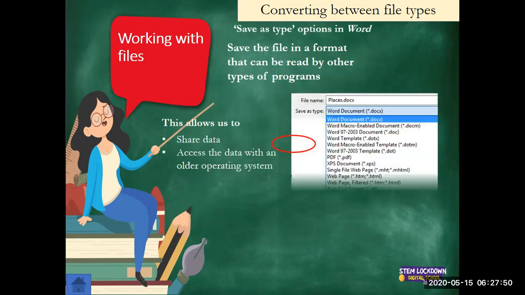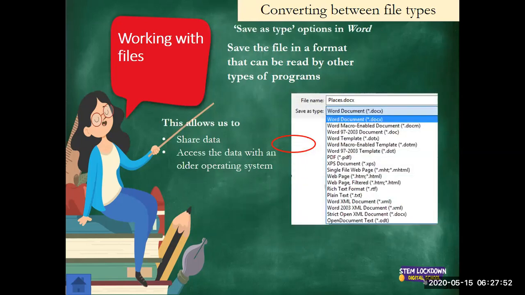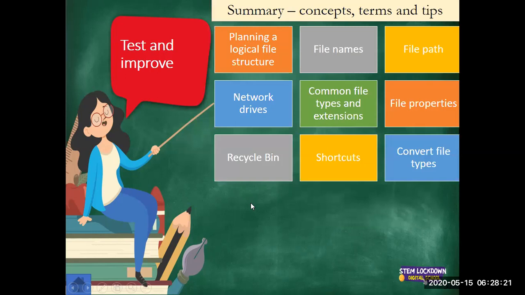Save files in a format that can be read by other types of programs. Like for example, if I'm working on Microsoft Word 2003, and on another computer that I'm using, I've got 2016. That means for compatibility's sake, when I save the file, I should choose Word 97 to 2003. That can be opened in all these versions, or to share data or access data with an older operating system. So that's how we can do it.